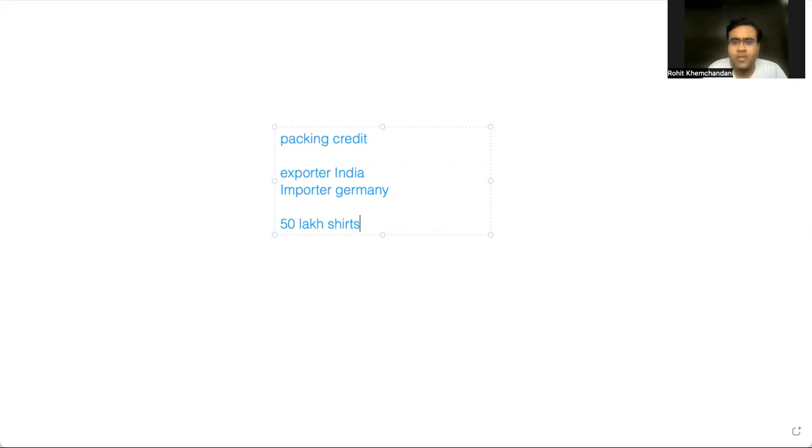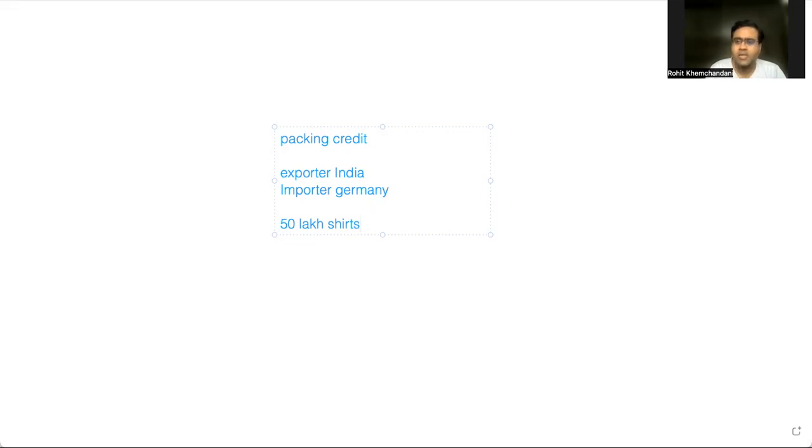At this time, the Indian entity has two main options. One is working capital, and the second is export packing credit. We'll discuss export packing credit later. First, working capital. Working capital is mainly issued by banks when there is a short-term requirement of funds. It is not project specific or order specific. At the same time, the cost of funds is also high, around 9 to 10%, though it may vary.